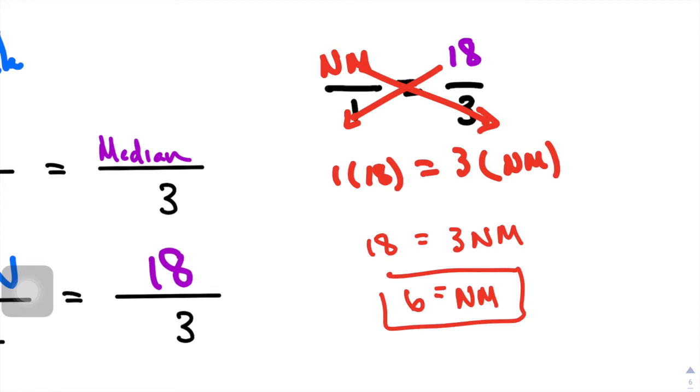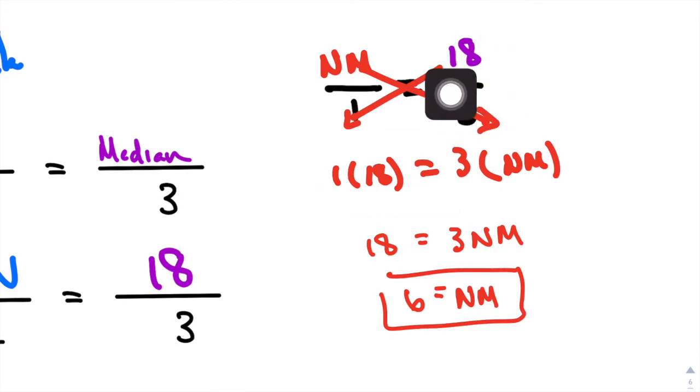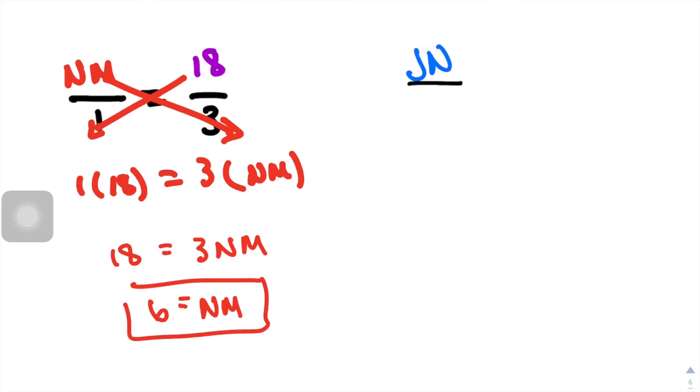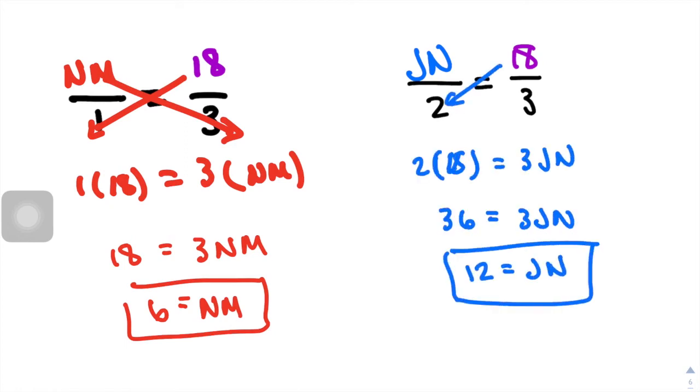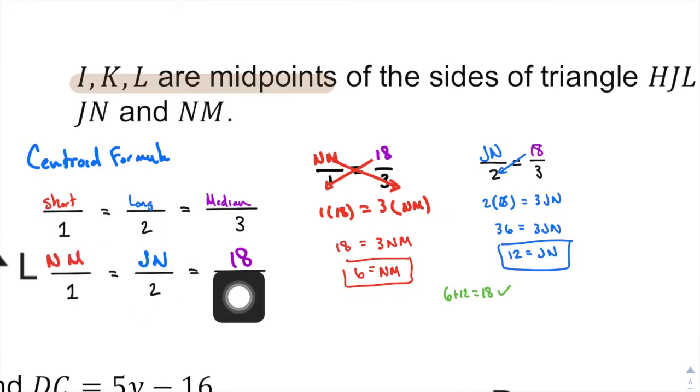To figure out what JN is, we're going to follow the same process and set it equal to this completed fraction and cross multiply to solve. So now that we have it set up, we're going to cross multiply and solve what JN is. Now as a check, remember that these two values should add up to be the median. And 6 plus 12 equals 18. That checks out because that was the length of our median.